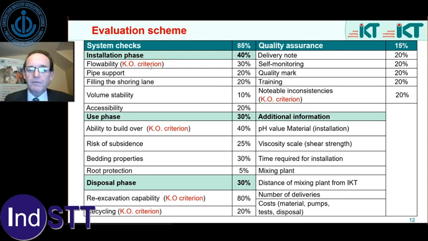Now, we had a couple of knockout criteria, or KO, as opposed to OK. So if it didn't flow properly, that would be a failure outright in the installation phase. If it doesn't become strong enough to be able to build over, i.e. put a road back on it, that would knock it out in the use phase. And we also needed to know whether it could be re-excavated easily and recycled. So that was how the overall scoring system operated.